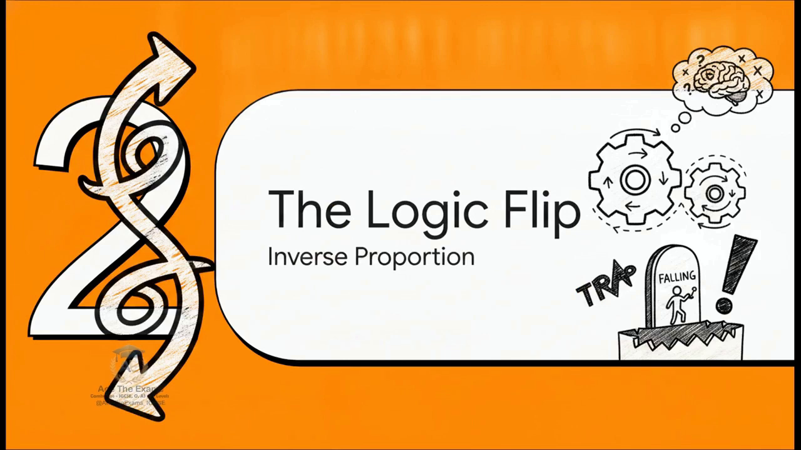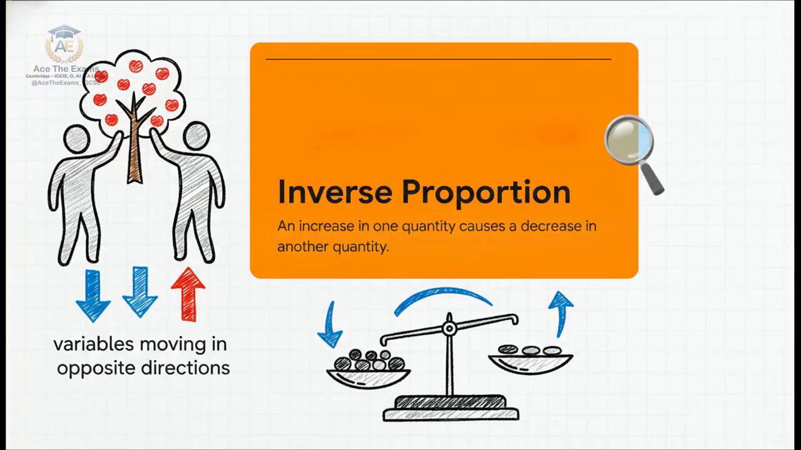Moving right along to Section 2, the logic flip. This is where the difficulty ramps up and where I see so many top students suddenly drop marks. We are entering the territory of inverse proportion. If you run on autopilot here, you will fail the question. So what is inverse proportion? It's when an increase in one quantity causes a proportional decrease in another quantity. You literally have to flip your exam logic upside down.